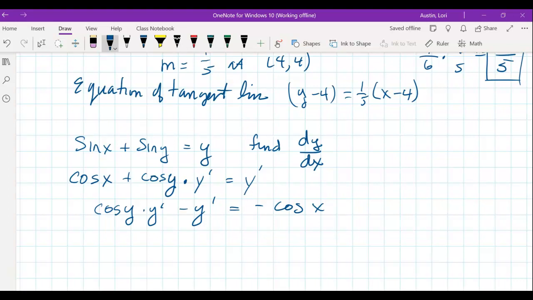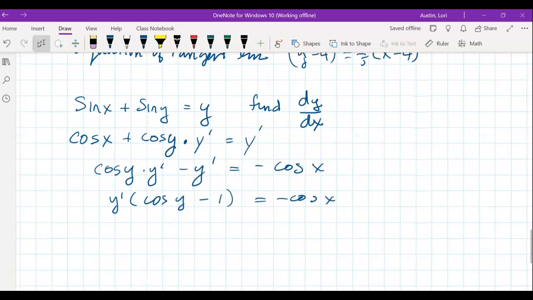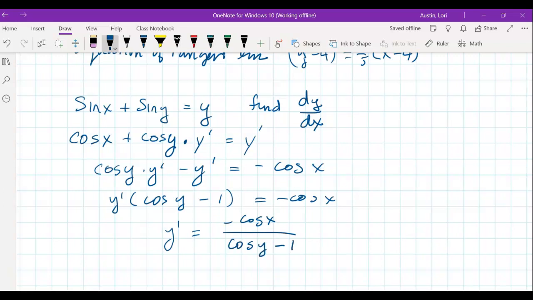Yeah, I just did it that way. You can do it the other way. Doesn't matter. The only difference is your signs will be opposite, but it's all the same answer in the end. So take out my y prime: cosine y minus 1. So what does y prime equal? Negative cosine x over cosine y minus 1. That's it.